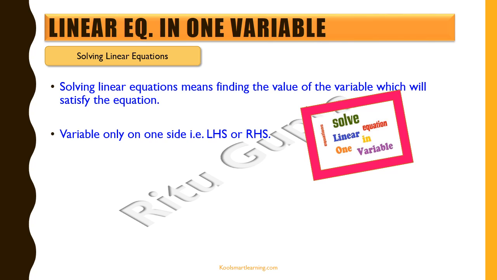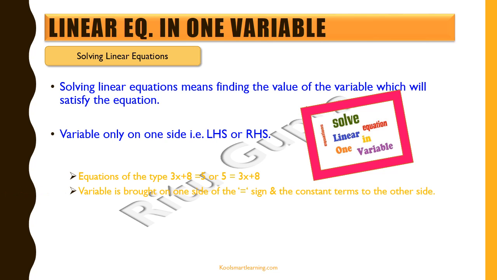So for solving linear equations in one variable, the first important thing we do is take the variable only on one side, which could be either the left hand side or right hand side, although the preference is always to keep the variable on the left hand side. So if we see an equation of the type 3x plus 8 is equal to 5, or just by changing the sides, we can say 5 is equal to 3x plus 8. Now if you see, the variable is on one side, we agree, but the constant terms are present on both the sides.